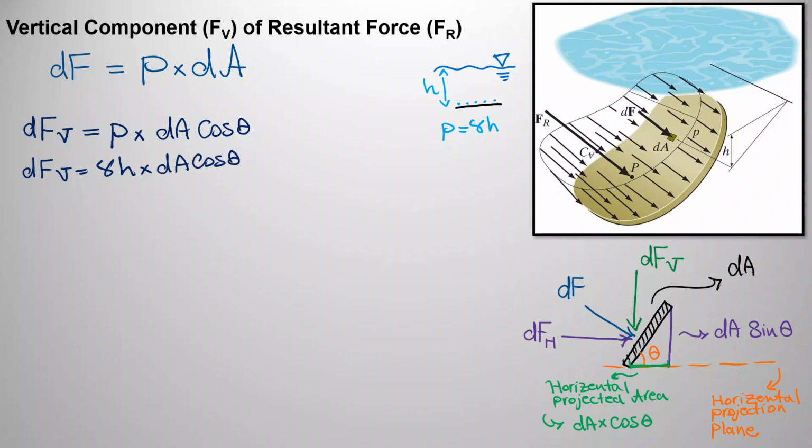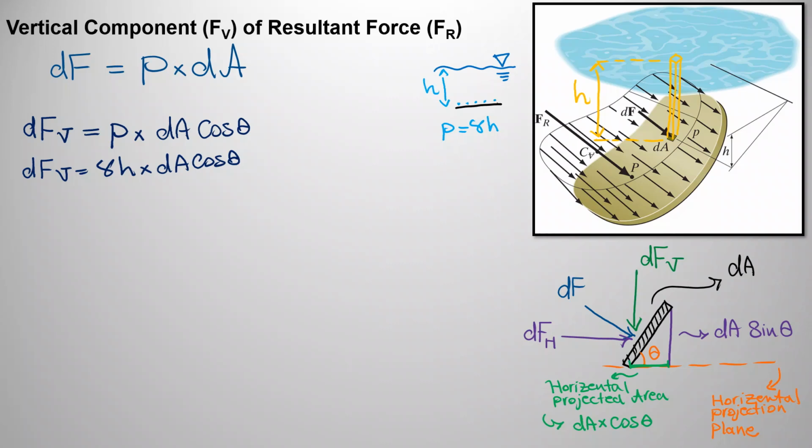cosine of theta. Perfect. Remember that dA cosine of theta is the area of the horizontal projected surface, and h is the depth of water above that area. So if I want to show you where h is, it would be somewhere over here. It would be this. There we go. I'm showing you the horizontal projected area, and this depth would be h.